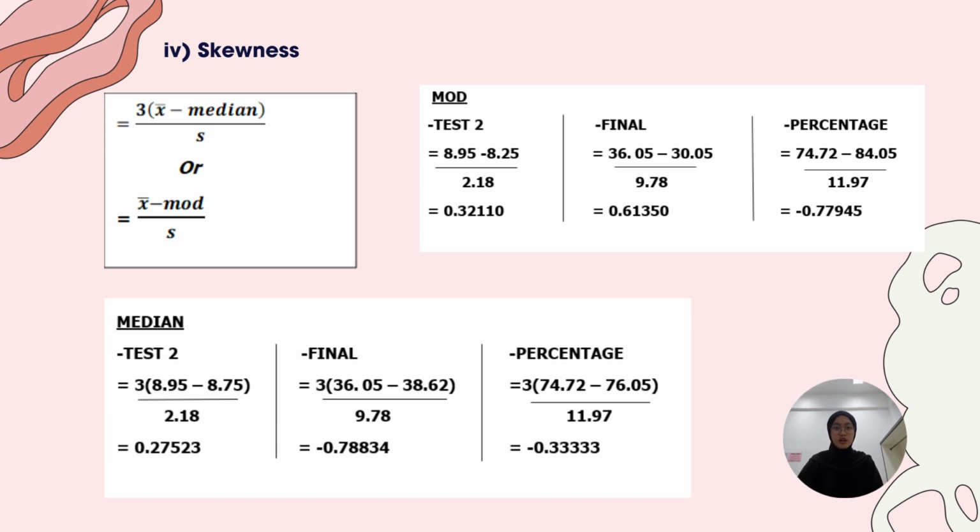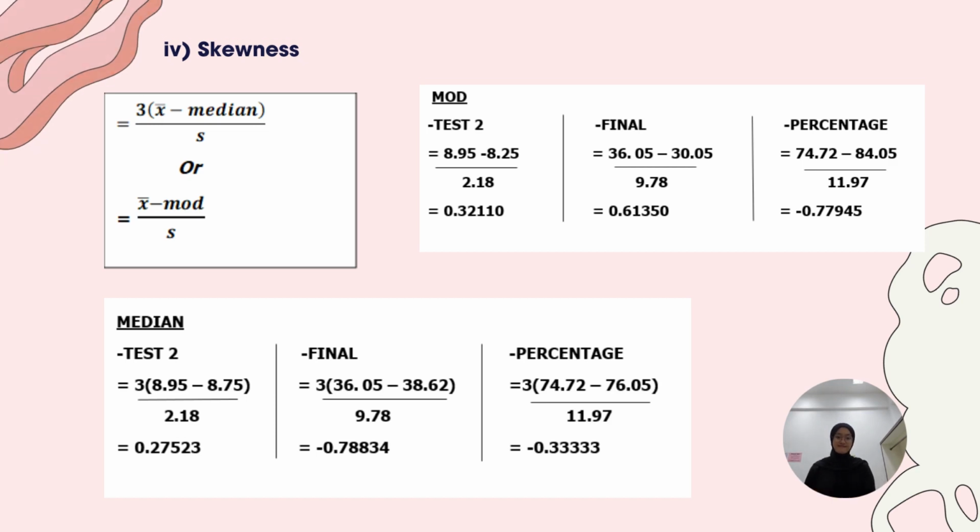For the percentage, we got the skewness as negative 0.78, which is less than 0, and we assume that it is negatively skewed.